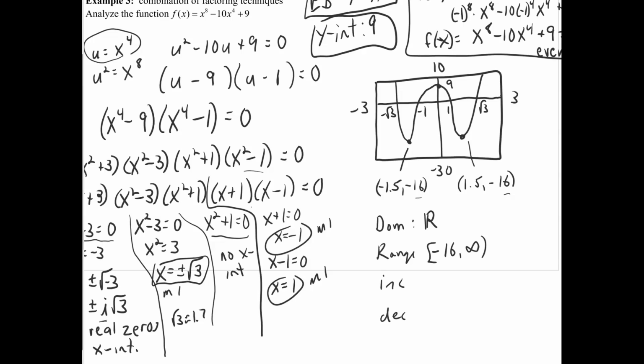Reading from left to right, initially the function is decreasing until it gets to negative 1.5. So from negative infinity to negative 1.5, the function decreases. From the local min to the local max at 0, of 9, it's an increasing interval. So it's increasing from negative 1.5 to 0. And then it's decreasing again from 0 to positive 1.5. And then in the very end, it's increasing from 1.5 to infinity.